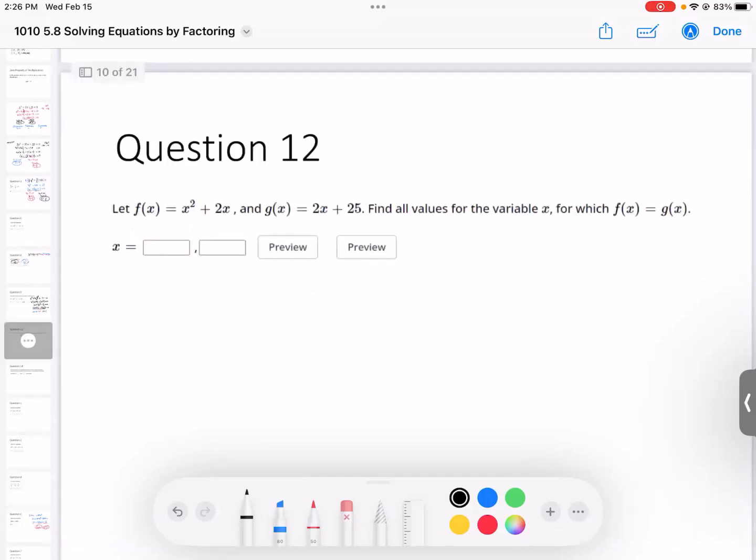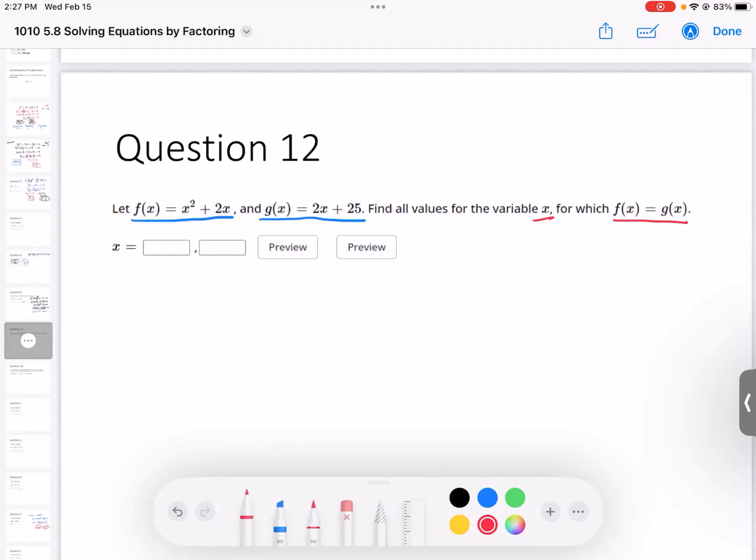Okay, the other one I wanted to go over real quick was question 12. On question 12, it says, let f of x equal x squared plus 2x, and let g of x equal 2x plus 25. And they want you to find all the values for the variable x for which f of x equals g of x. So basically, they're asking you for a solution to this equation.